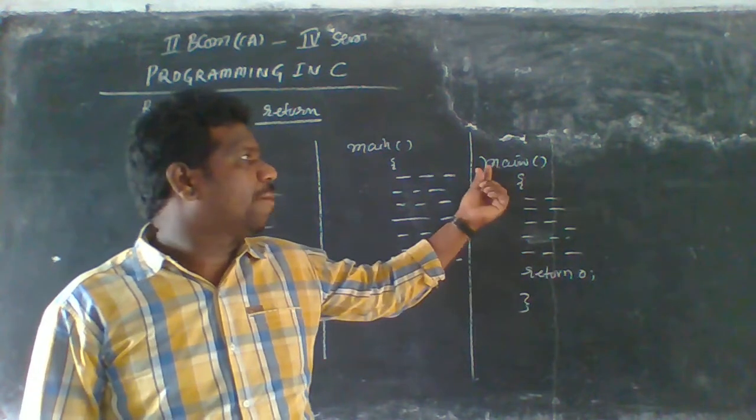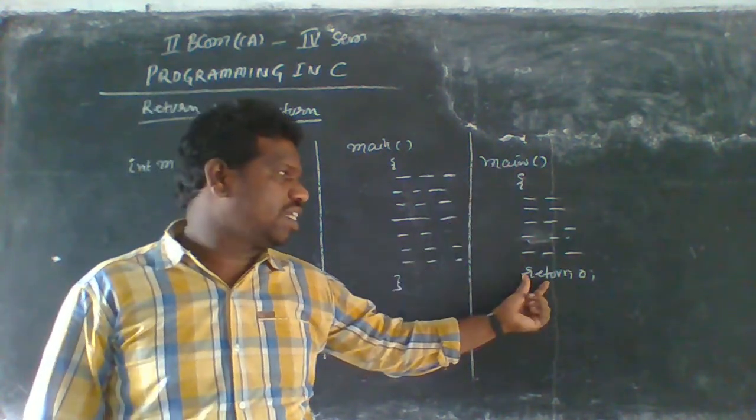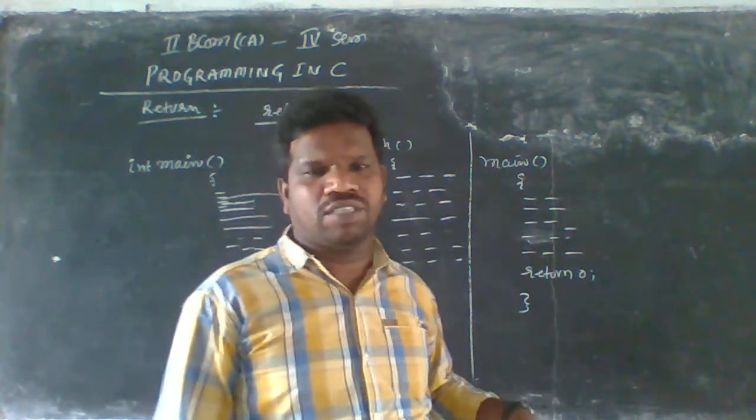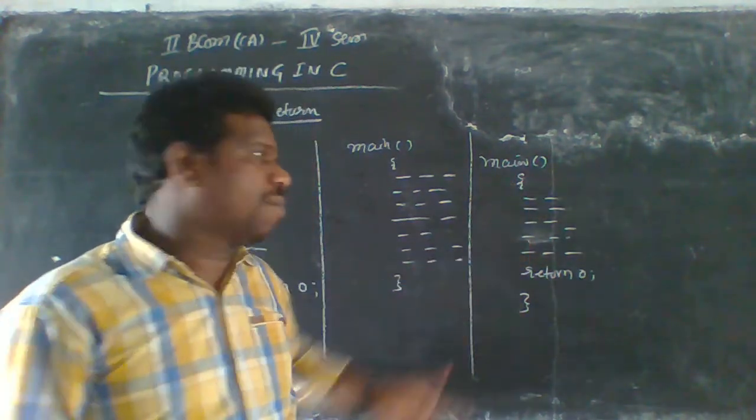Why? Because the main method always returns integer values. Also, we are returning the zero value. That's why there is no need to specify the type of the value here. That's why some of the compilers can accept this type of approach here.